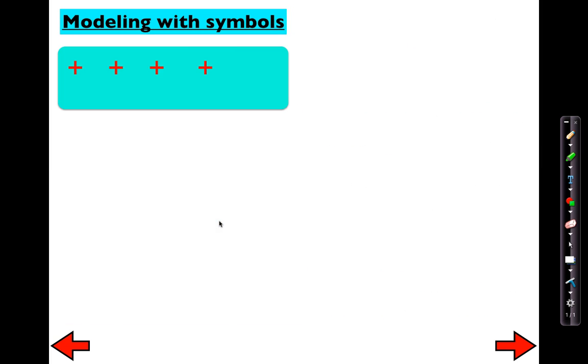Okay, what does this represent? Well, it's 4 positives, 4 negatives. What does this represent? Go ahead and pause the video and figure this one out by yourself.